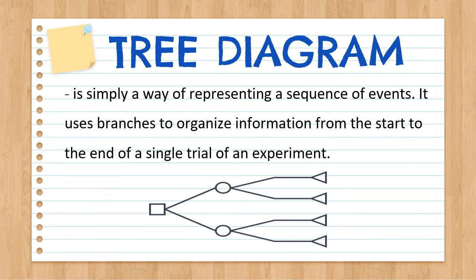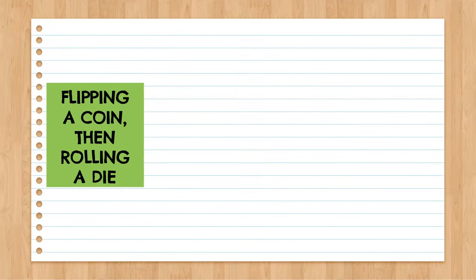To better understand the use of a tree diagram, let's have an example. Let's use again the same experiment: flipping a coin, then rolling a die. Let's see if we get the same outcomes. Let's have a tree diagram.